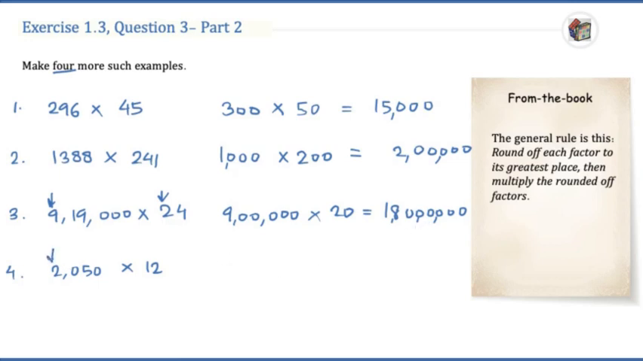Last one, greatest place is the thousands place here. It is closer to 2000 as compared to 3000, and this 12 is closer to 10 as compared to 20. Simple multiplication and you get 20,000. There you go. Try and create 4 more questions for yourself and solve them. We're done for this one.